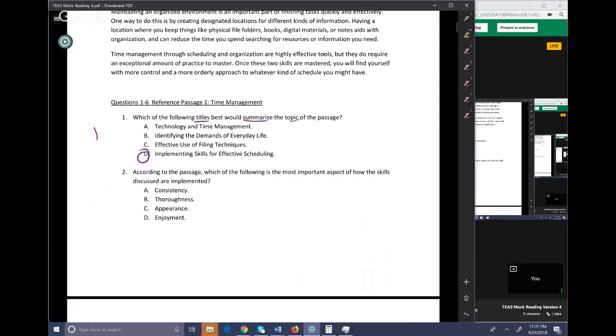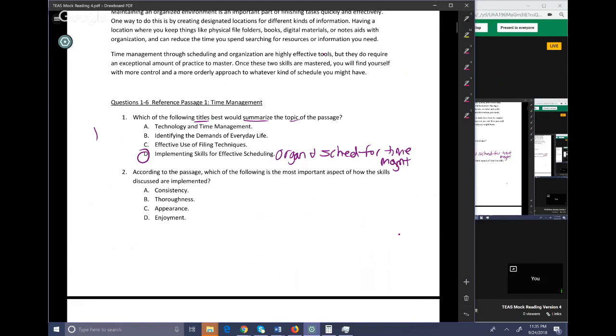Really what you would want to say is like organizing and scheduling, and I'm going to abbreviate that for time's sake, for time management. That's what you hopefully wrote when you wrote your main idea out. But the TEAS is notorious for giving you a second best answer or maybe even a third best. That's how it is. The other answers don't work.